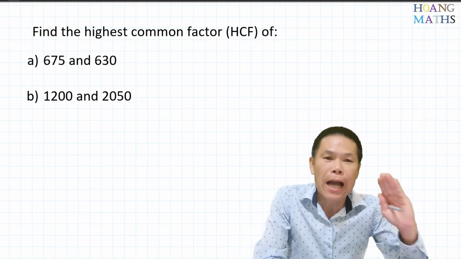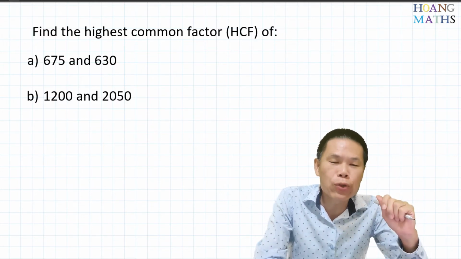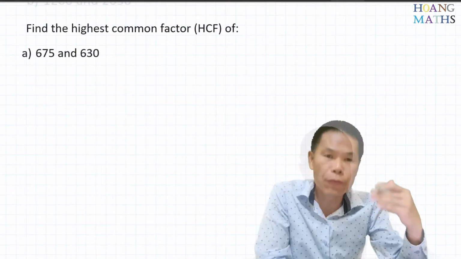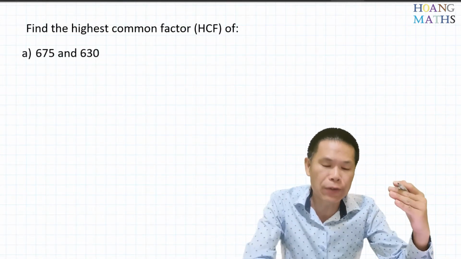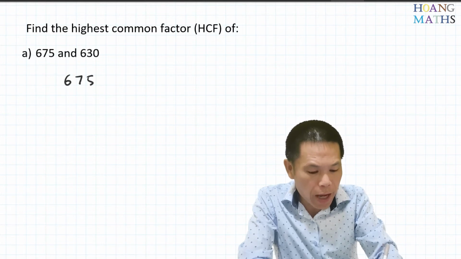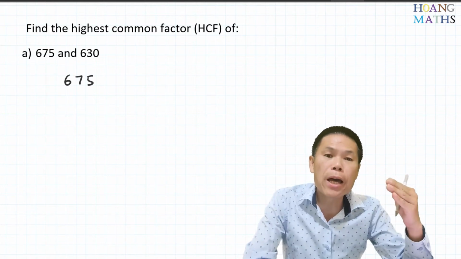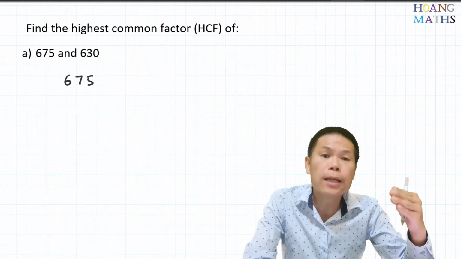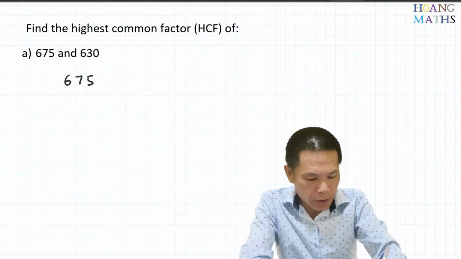Hi, I'm back. How did you go? So let's go through it together, okay? So first one, let's start with factor trees first. 675. Because the number ends with 5, therefore it is divisible by 5. So just write this down.